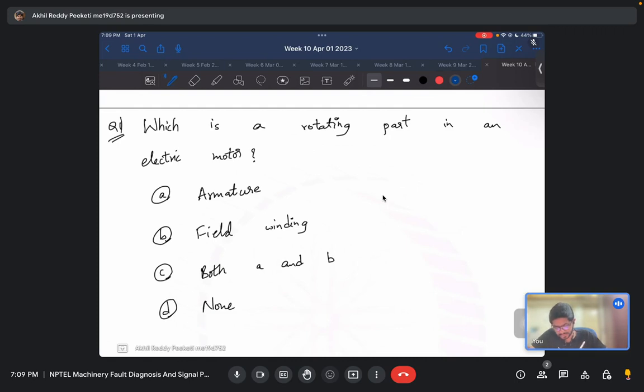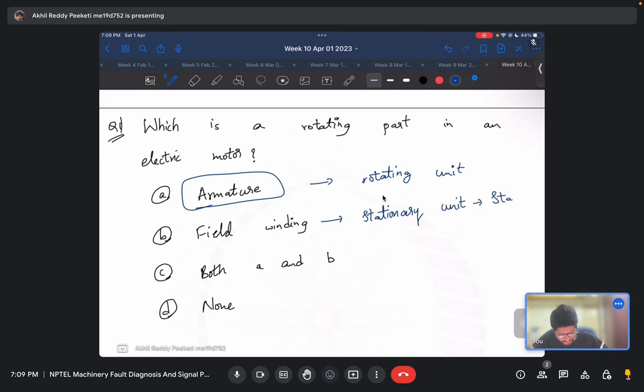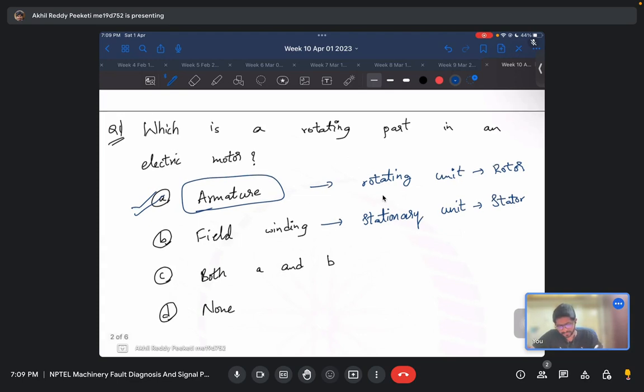So the armature is the rotating unit in an electric motor, and field winding is the stationary unit. So it doesn't rotate, it will stay stationary. So this is called a stator, while this is called a rotor in an electric motor. Okay, so armature is the rotating unit, also called rotor, and field winding is a stationary unit, also called stator in an electric motor.